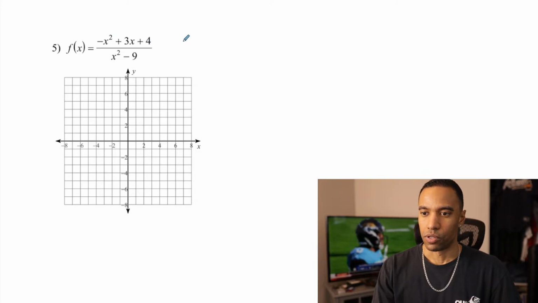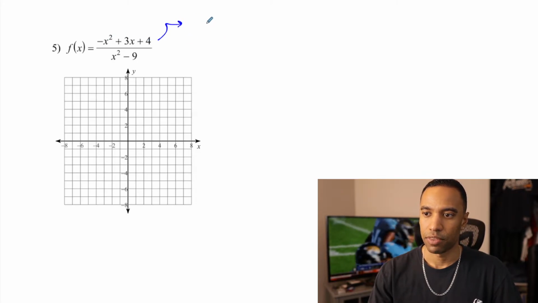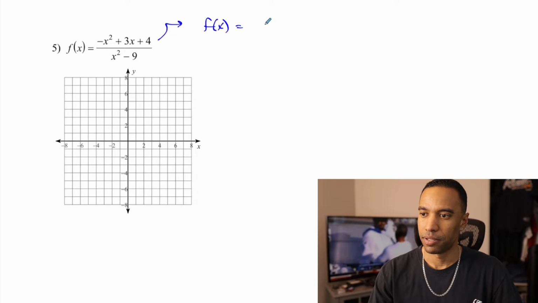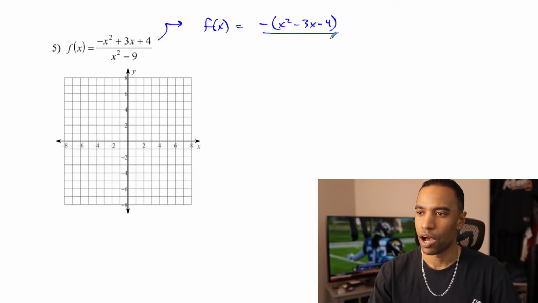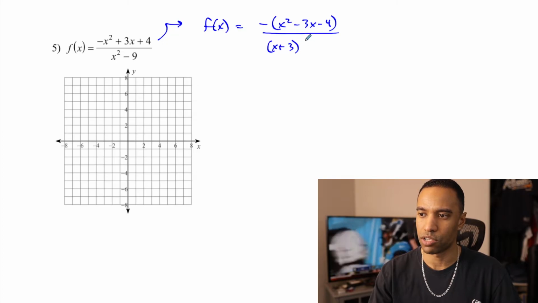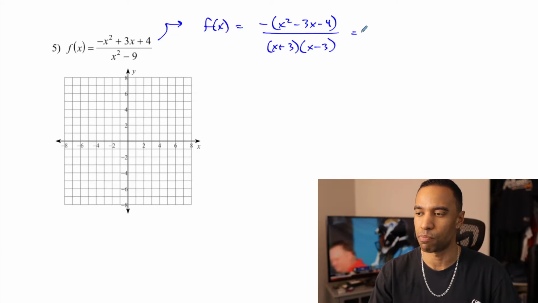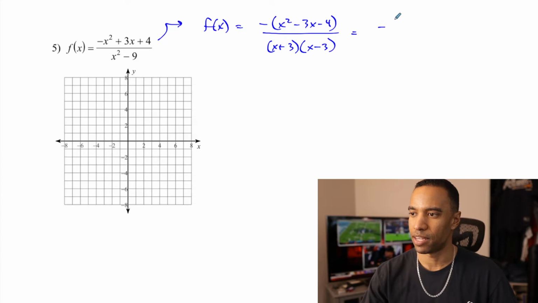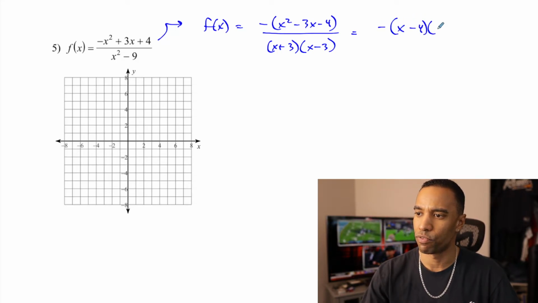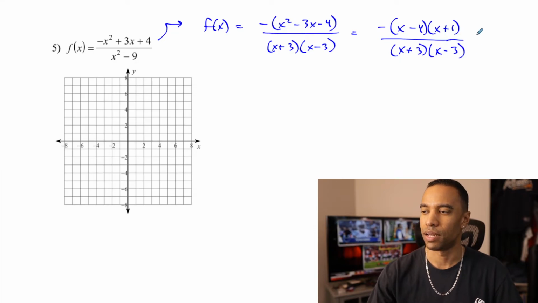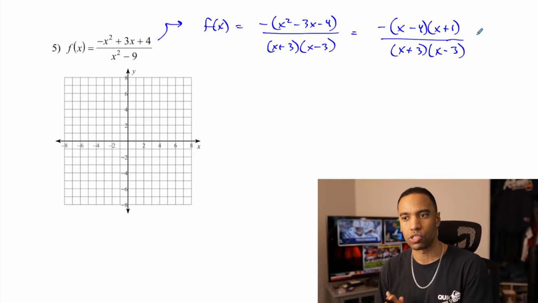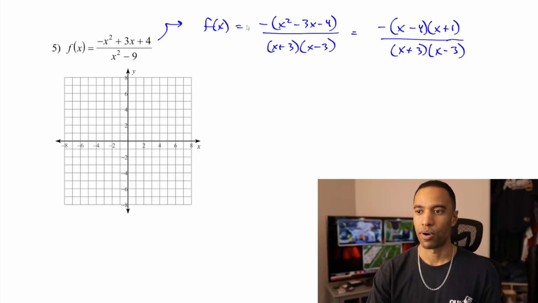F of x equals. Let's start by factoring out the negative on top. And we get x squared minus 3x minus 4. On bottom, we have a difference of 2 squares, x plus 3 times x minus 3. And on top, I can continue by factoring with that negative outside to x minus 4 times x plus 1 over this x plus 3 times x minus 3. All right, we factored but nothing canceled, so there are no holes present here.